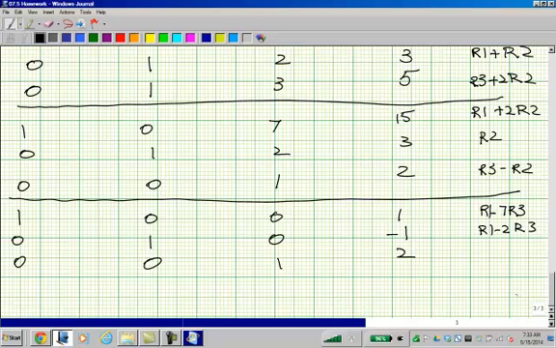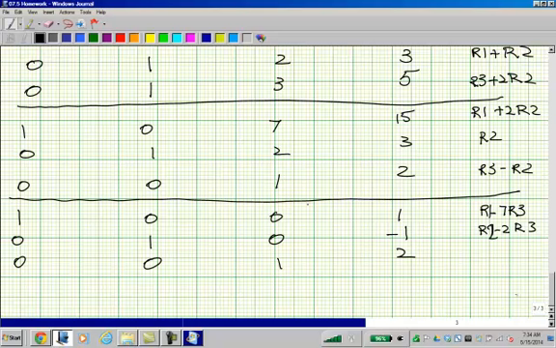That's not right. I'm doing R sub 1 minus 7. Oh, no, that's right. I'm sorry. This is R sub 2. This is a typo. R sub 2 minus 2R sub 3. Sorry about that. R sub 2 minus 2R sub 3, and that'll give me a 0 here.